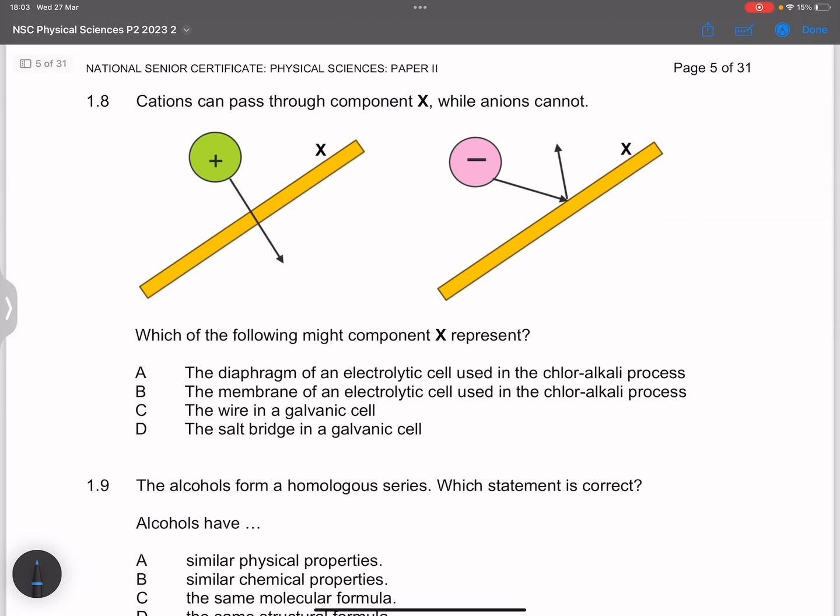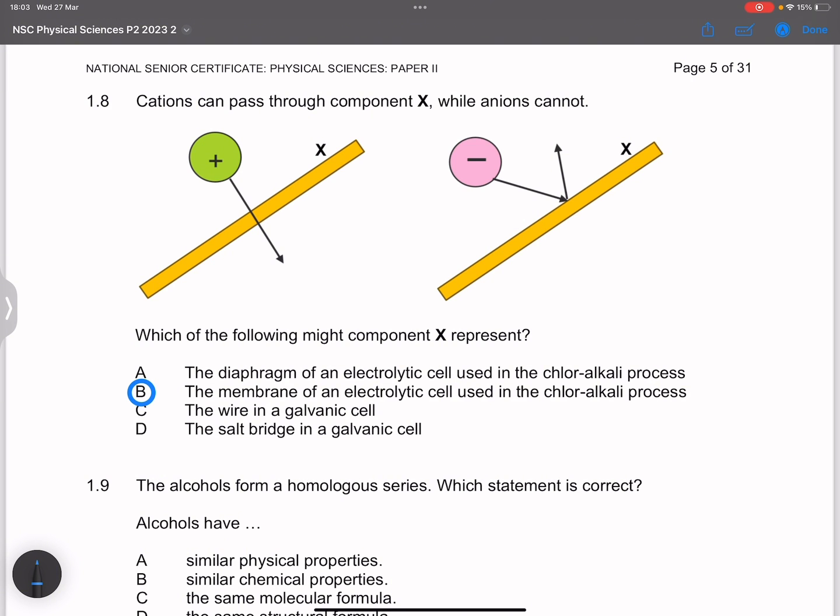Right, next one. They say cations can pass through a component X while anions cannot. Okay, this looks like something that is familiar. They say, which one of the following might component X be or represent? Okay, the first one, the diaphragm. No, not the diaphragm, but it's actually the membrane of an electrolytic cell, right? If you look at my video on the chloroalkali industry, you'd see that this would definitely be the correct answer.